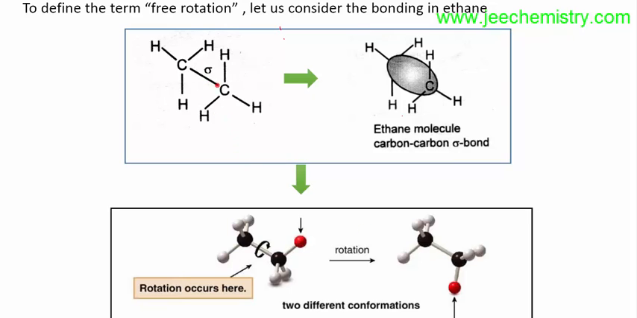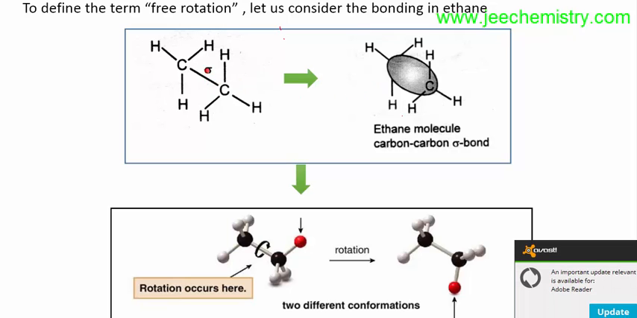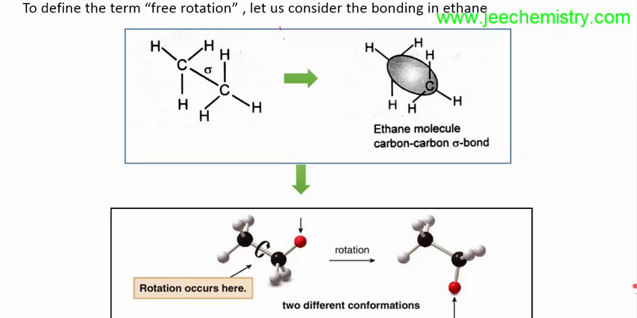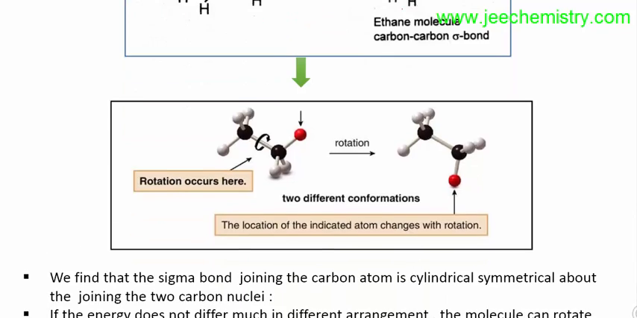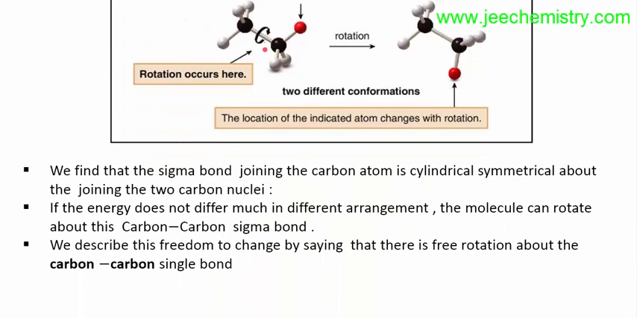Here also a sigma bond is shown. If this is rotated, then this is in a bond order. All bonds are shown as straight lines, but actually a sigma bond is a symmetrical, cylindrical bond between these two carbon atoms. There is minimum repulsion between them. This is called free rotation.